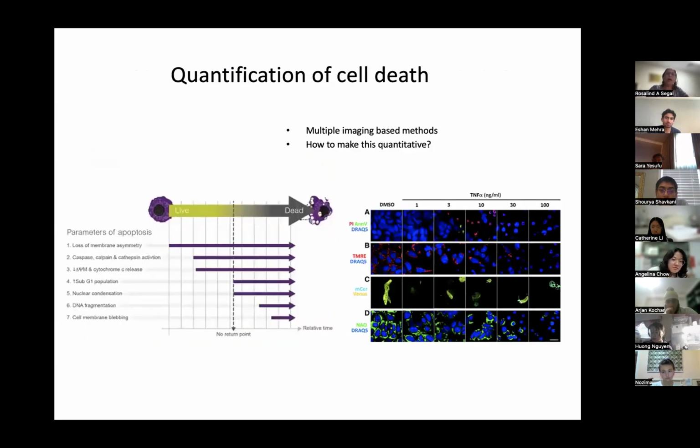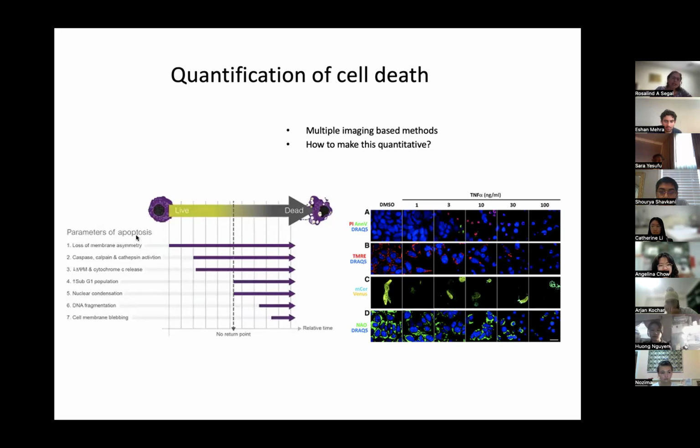So when we think about loss of cells, there are a lot of different ways we can quantify this so that we can really study it in a very rigorous fashion. Most of these are imaging-based methods that can be made quantitative by an understanding of the process of how an individual cell goes from being alive to being dead.